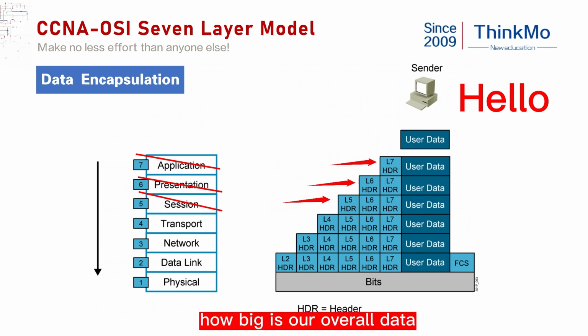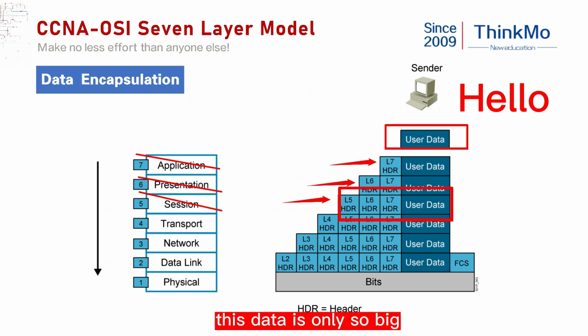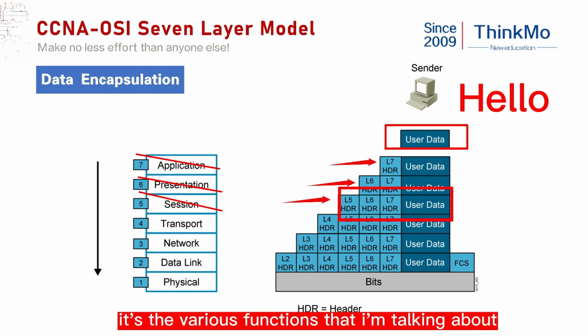How big is our overall data? You'll find it's so big. You will find the original data is only so big. After the 3 layers of headers are finished, it will be so big. Don't care. What does it cover? It's the various functions that I'm talking about.